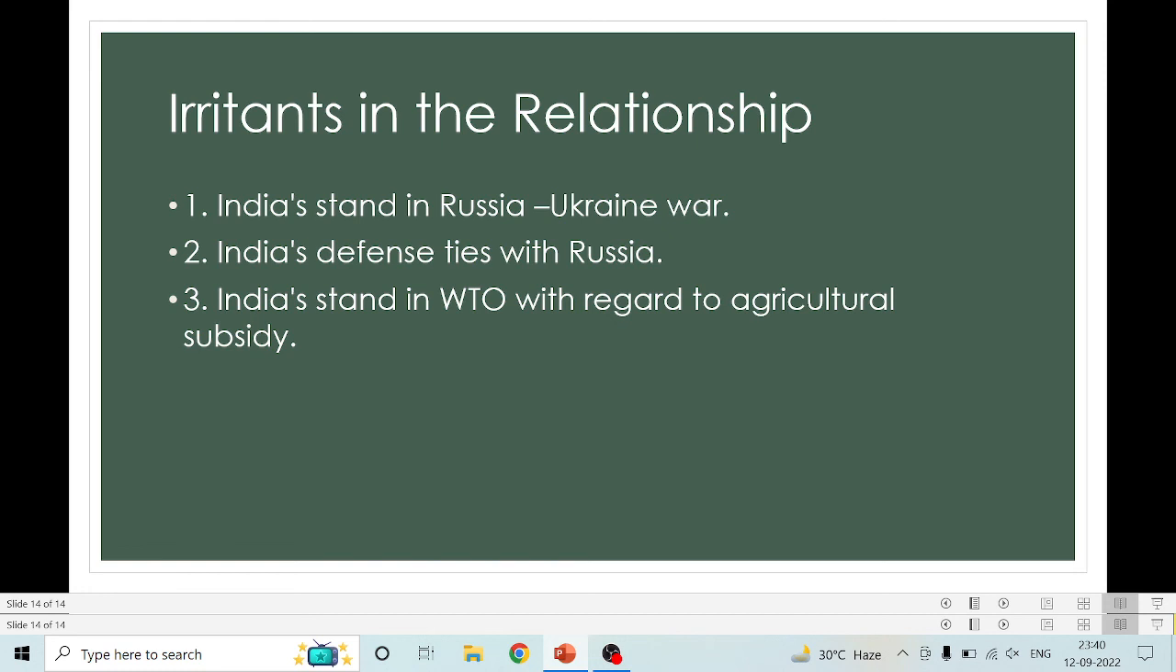So this was an overview to see and analyze the relationship between India and the US, and it is highly important for the examination.